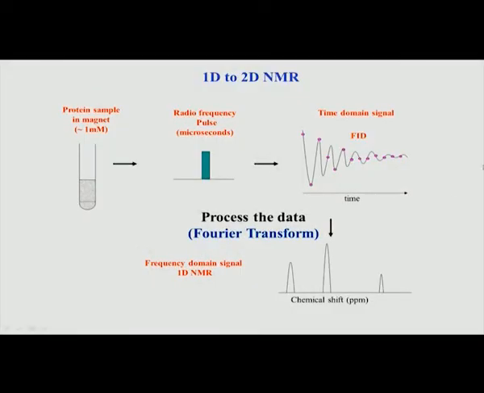Let us have a look again at how we record a 2D experiment. For that, let us go back for some time to 1D NMR. So, this is shown here. In 1D NMR we saw that first you have a sample which is typically in a 5 mm NMR tube, and typically the concentration we use is about a millimolar, and this sample is put in a magnet and then we record a 1D NMR experiment by applying a pulse. So, RF pulse which is about a few microseconds long.